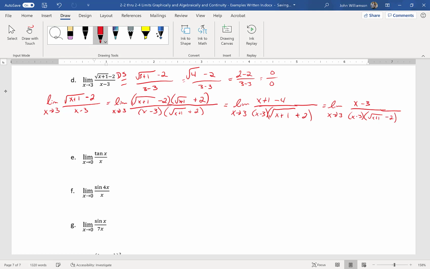Notice now my x minus 3's will cancel. I'm getting rid of that division by 0. So this is going to become the limit as x is approaching 3 of 1 over that ugly radical plus 2. So square root of x plus 1 plus 2. And so then that gives you 1 over, at this point, now we're direct substituting because we've taken care of dividing by 0. So square root of 3 plus 1 plus 2. So 1 over square root of 4 plus 2, 1 over 4.